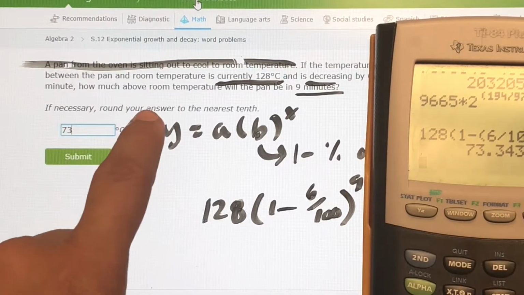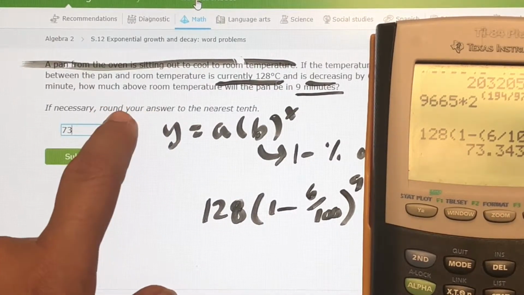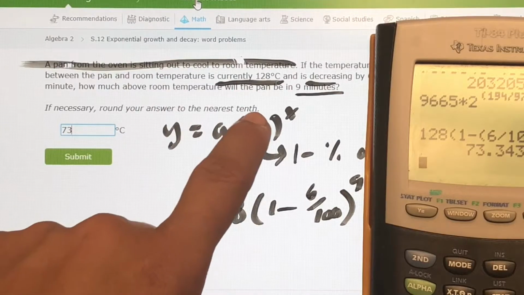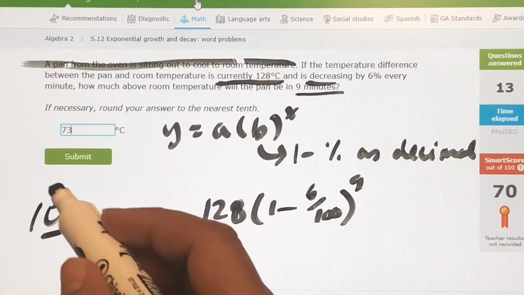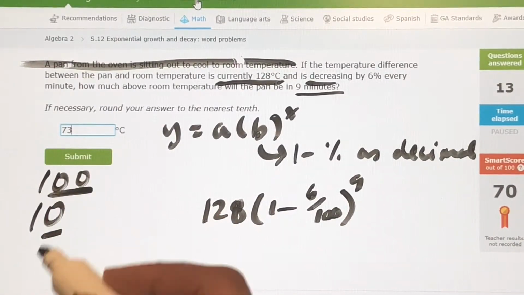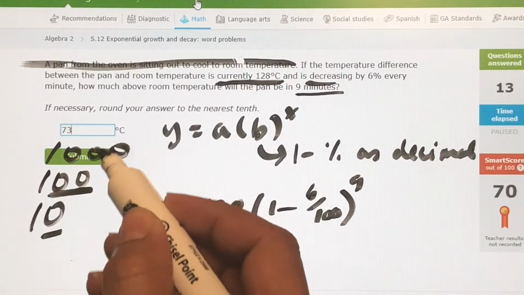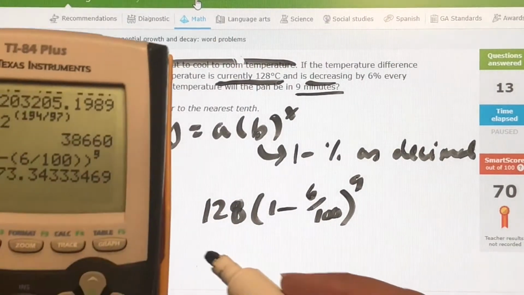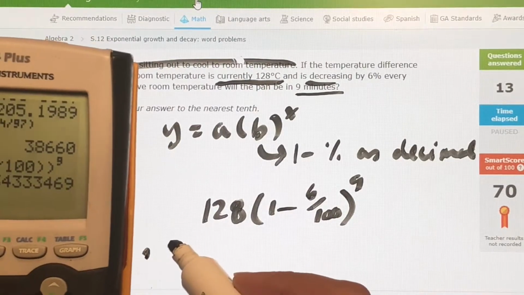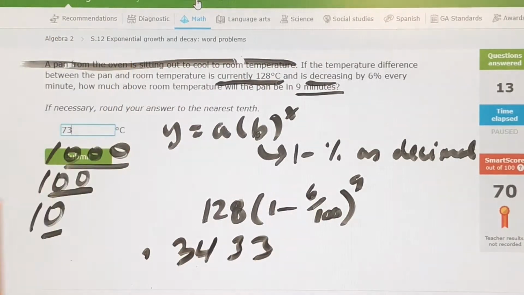point, and this says, I didn't read it on the last question, so please make sure you read the question, round your answer to the nearest tenth. So tenth, all right, if it's 10, it's 1 0, so 1 number after the decimal. If it's 100, 2 zeros, 2 numbers after the decimal. If it's 1,000, 3 numbers after the decimal. So because this is 10, 1 number after the decimal. So I write down 0.3433. 1 number after the decimal. You look at this next number, what's it going to do? Nothing, so it's going to stay 0.3.